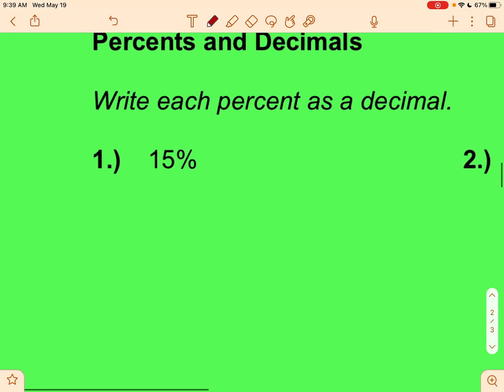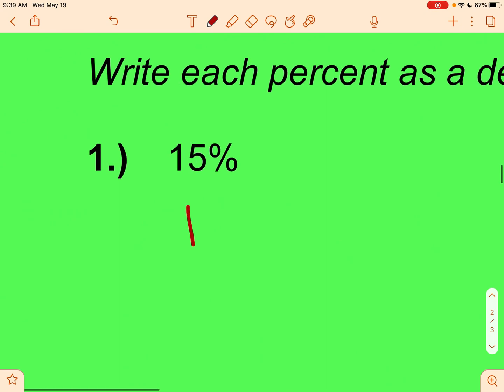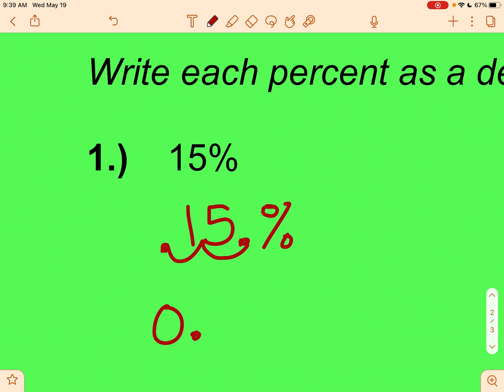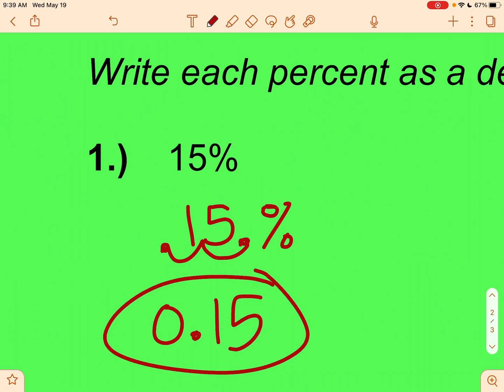Okay, so if we have 15%, we want to change this to a decimal. So we need to divide by 100. So instead of moving our decimal point to the right, now we're moving our decimal point to the left 2 places. So we go 1, 2, we get 0.15 as your decimal. And that's your answer.